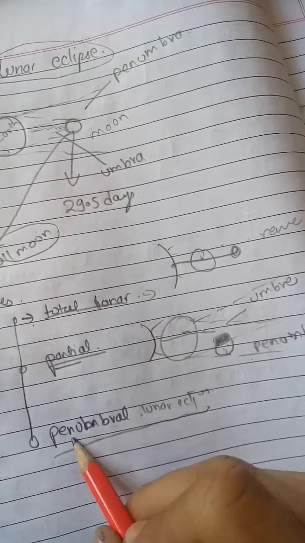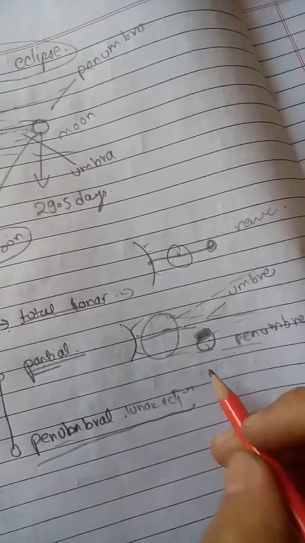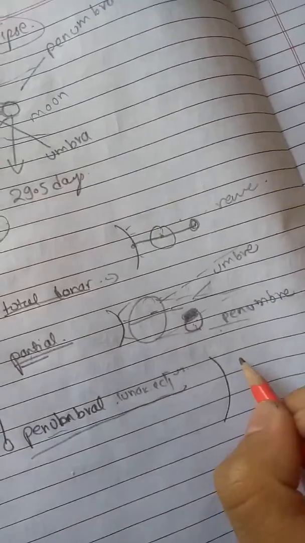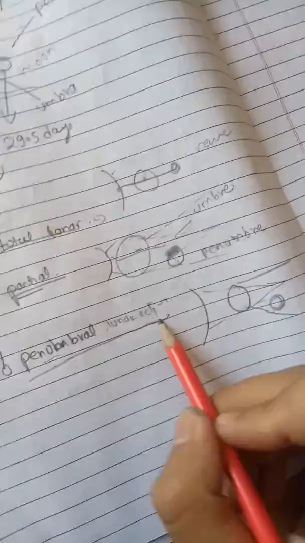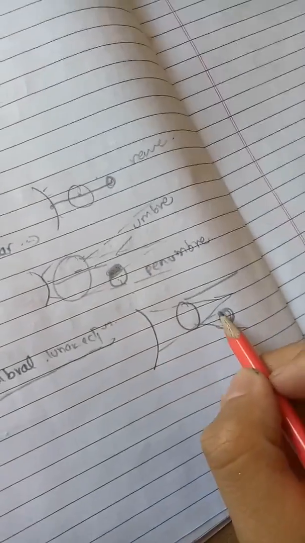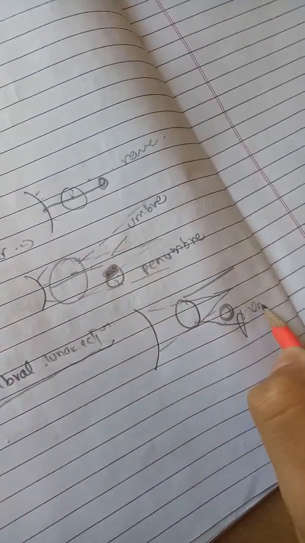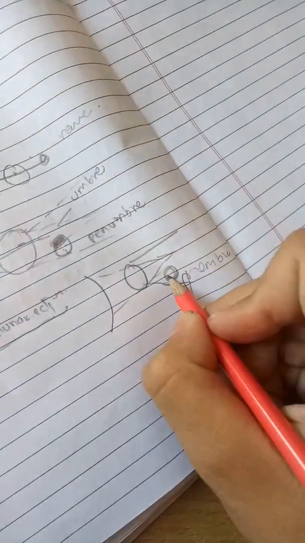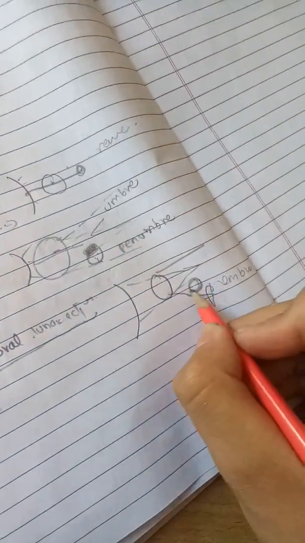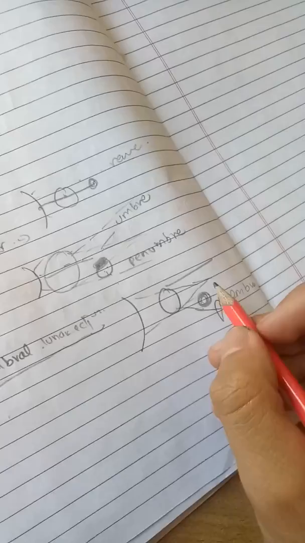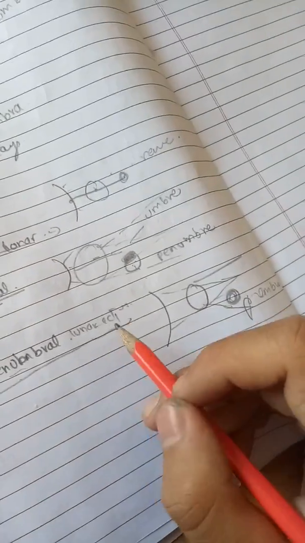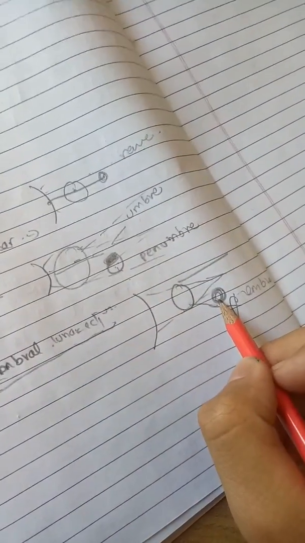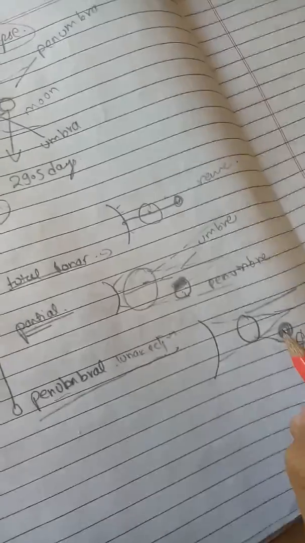The next is penumbral lunar eclipse. Penumbral lunar eclipse occurs when the moon passes through the penumbra of the earth. This lunar eclipse is so subtle that it is not noticed by many people. The moon will just appear slightly darker than usual, and that is all.